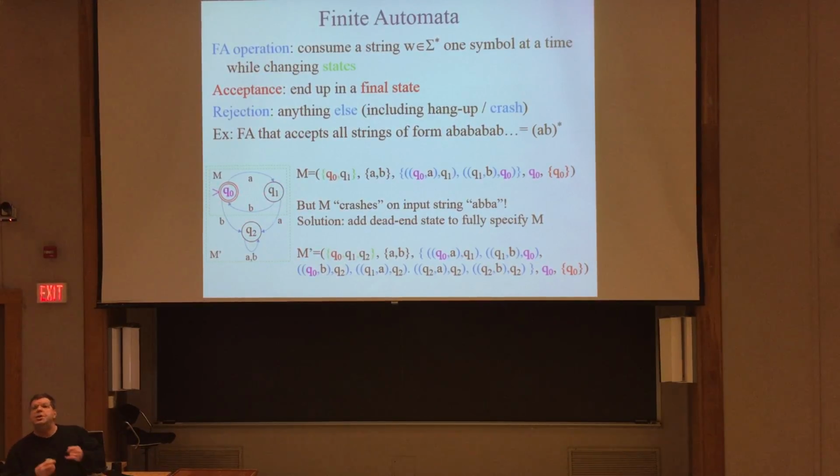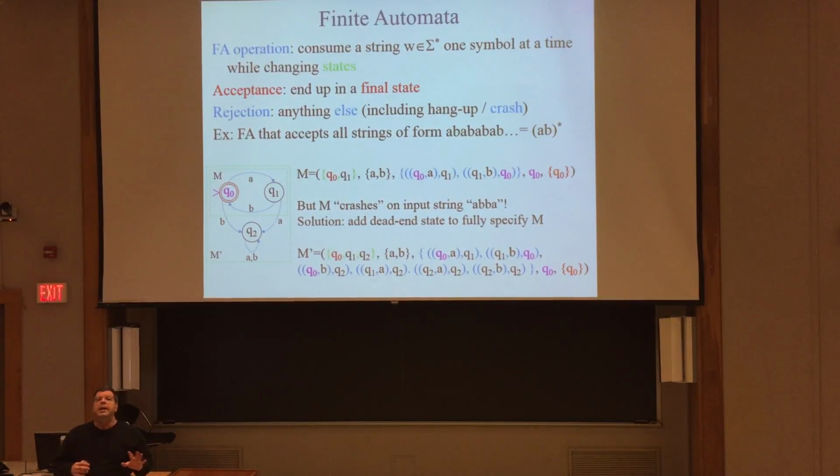In every state, whether you see an A or a B, you have an arrow there into some other state, and everything is completely well defined. So now delta is completely defined. So to answer that question that was asked earlier, here delta is everywhere defined. It doesn't have to be, but now it is. And this machine here will still accept the exact same language as before, (AB)*.